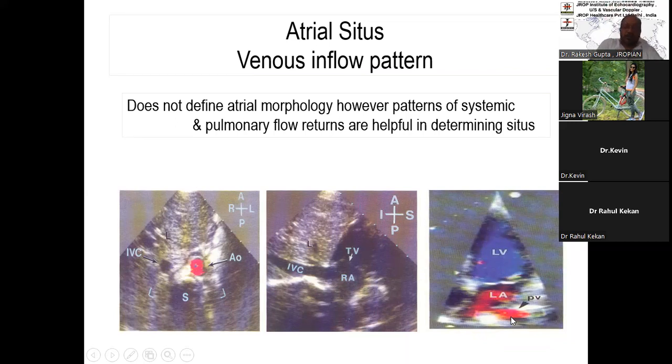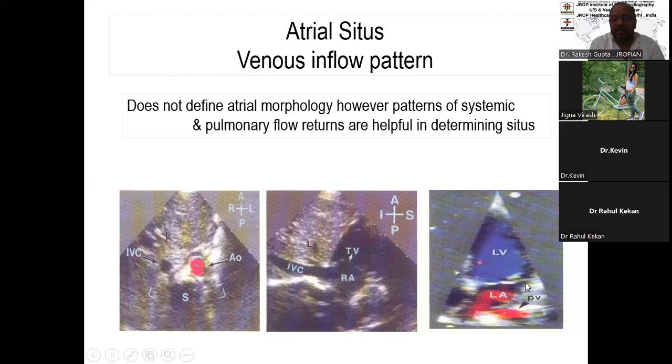Now mind my words. This drainage of pulmonary veins could be there or could not be there. It's not fixed, because we have learned previously that we have total or partial pulmonary venous drainage abnormalities. If you can look at them, it's good. If you can't find them, you just cannot ignore it by saying that this is not a left atrium.